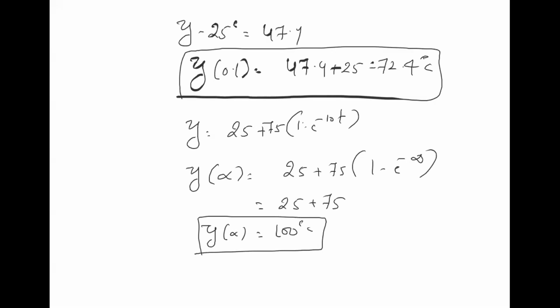So how to give pulse input to a thermometer? Just dip it in the temperature bath at 100 and take it out. Pulse means keep it for some time, no? So dip in the temperature bath, keep it for some time and then take it out.